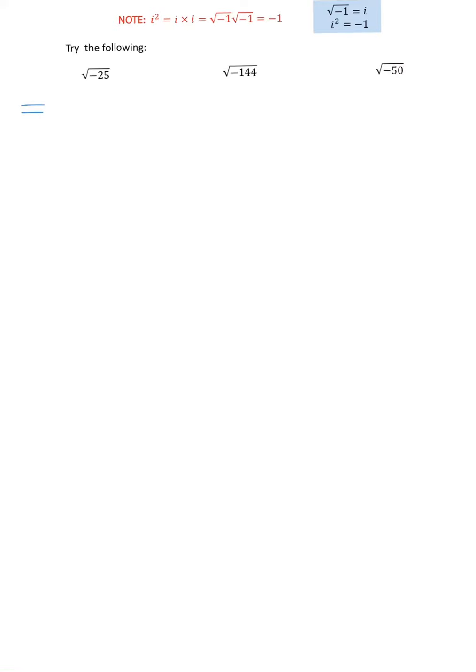So the first one, square root of 25 is 5, so it'll be 5i. Next one then, square root of 144 is 12, so it'll be 12i. For the next one then, I'm going to use my calculator. So the square root of 50 is 5 root 2, and then it's minus root 50, so then it'll be i as well. So 5 root 2 i.